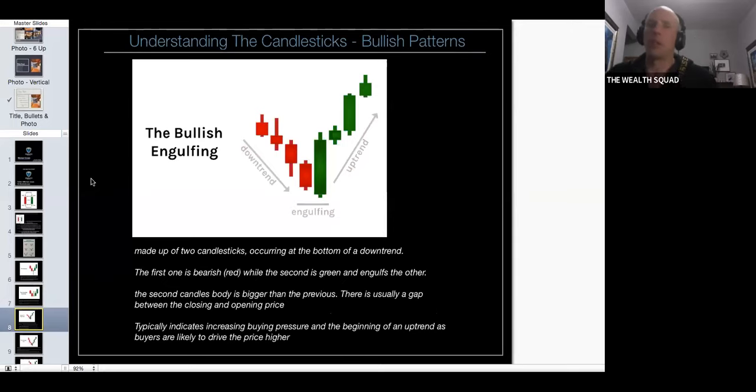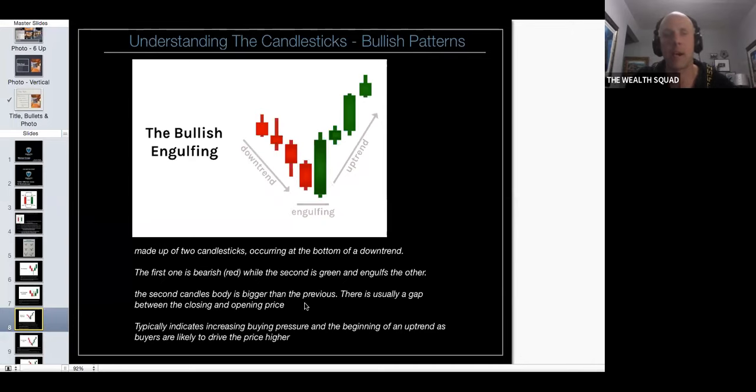Next, you have your bullish engulfing candles, right? This is made up of two candlesticks, and they both occur at the bottom of the downtrend, right? Because you're reading it left to right, coming to the base of this. The first one is bearish, the red candle, while the second one is green, and it engulfs the other candle, right? Again, for breakouts to happen, it needs to beat the previous highs and previous lows of previous days. This is the previous day. So this is engulfing this candle.